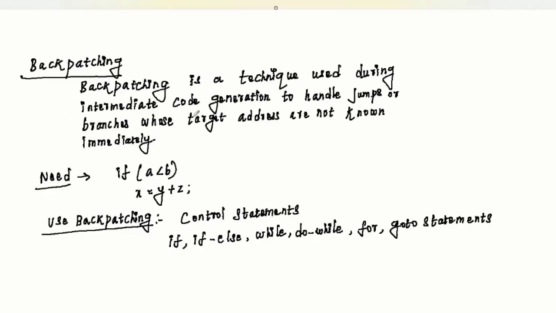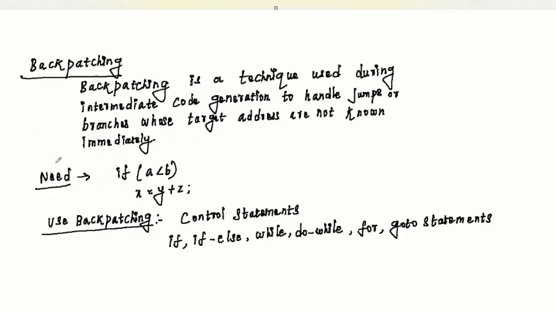The meaning is, when we generate intermediate code, sometimes we don't know where to jump. That is in an if, while or goto statement. So we leave blank space and later fill it with the correct address or label. This process is called backpatching.